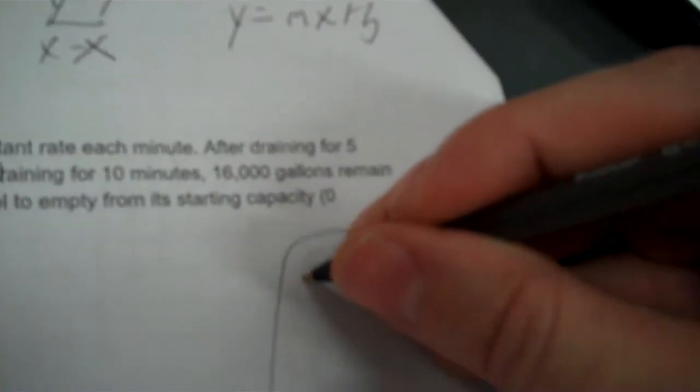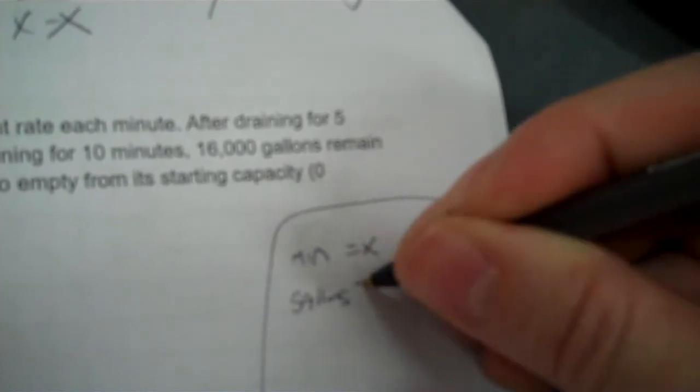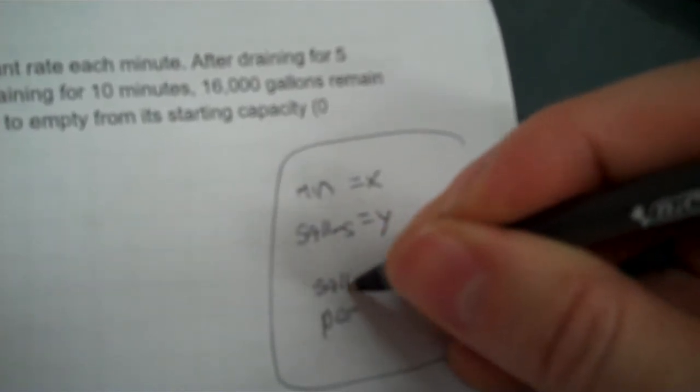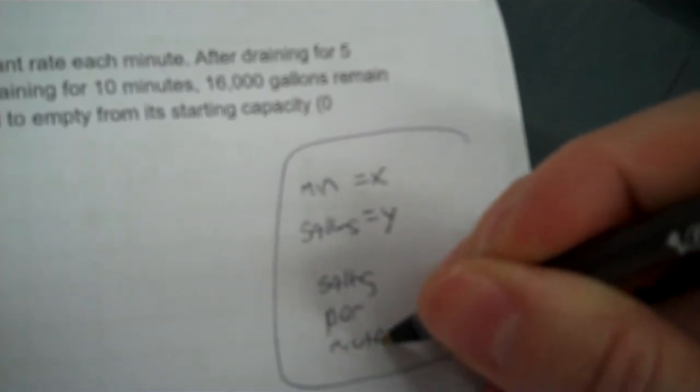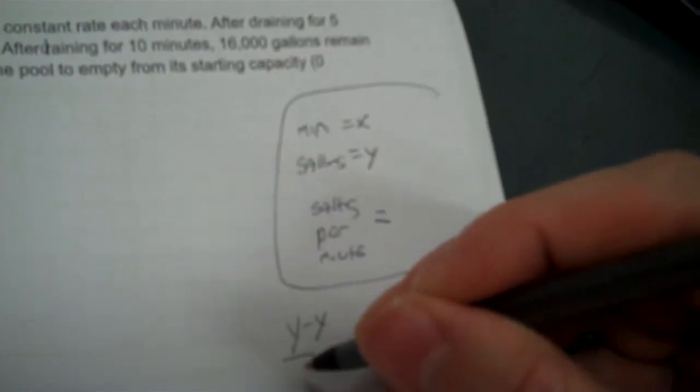And then Y equals MX plus B to find this B amount right here. So I've got minutes and gallons. So X is minutes, Y is gallons. So gallons per minute. Again, I know what it does every 5 minutes, but every 1 minute I don't know because it skips. So I apply the Y minus Y, X minus X.